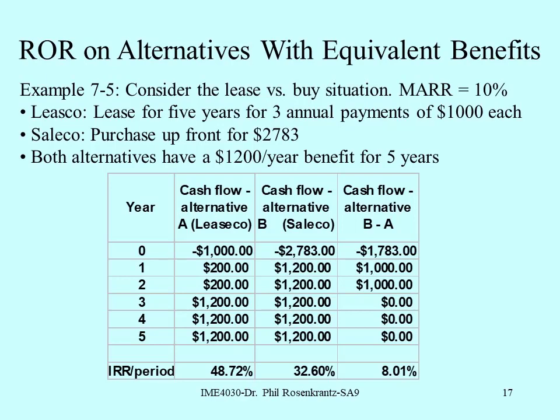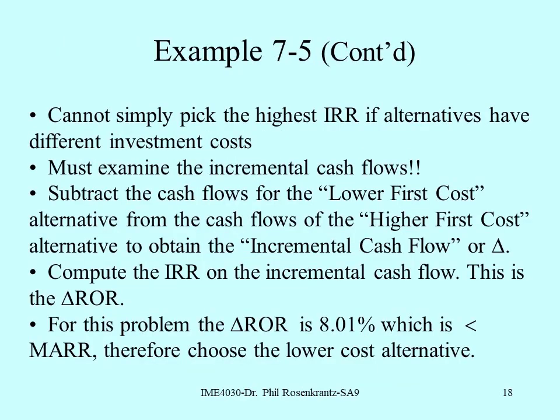So let's go to slide number 18. Now, again, we simply can't pick the highest internal rate of return. We have to examine the increment. If we subtract and we get the increment, we look at that. We've done that, and if you look at that last column, you'll see that the incremental rate of return is 8.01%.